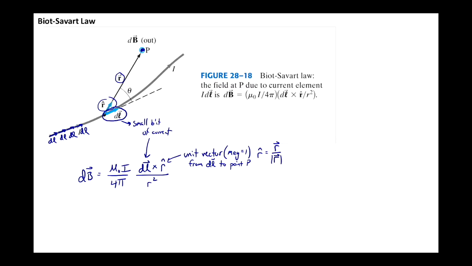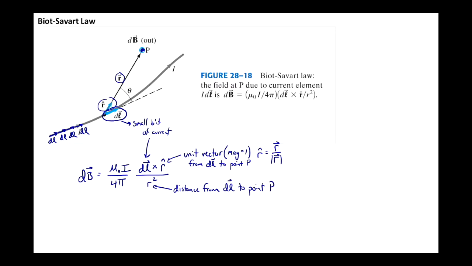And then finally, this one is simply the distance from dL to point P. How's that for a fun equation? It feels like one of the more difficult equations we've had in the two classes so far. There's a lot going on there.